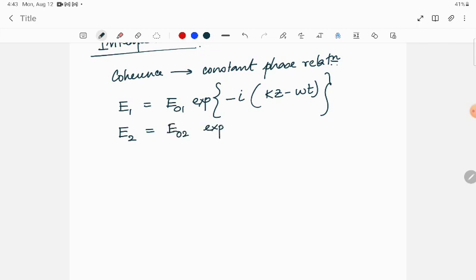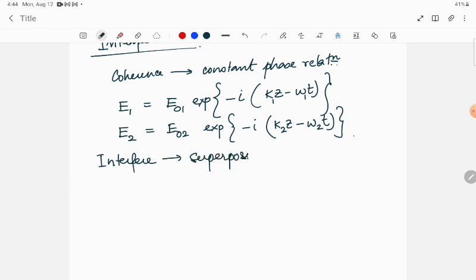The other beam is given by E2, again only the magnitude, so this has to be k1 and omega 1, and this has to be k2 z. It's another beam with a different frequency. And these two are meant to interfere. Interfere means superposition, and superposition means addition of the electric field. So we have a net electric field E total, which is nothing but E1 plus E2.